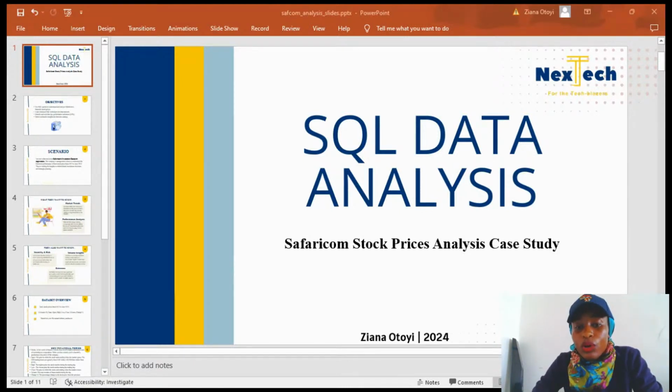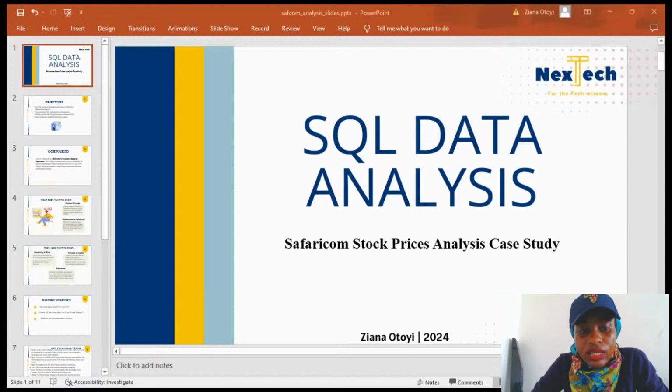So for this session, we're going to be looking into SQL data analysis. And for our case study, we're going to be analyzing Safaricom stock prices for the period between 2012 and 2019 June. And before I explain what stocks are, let me give us a little bit of background and a table of contents.